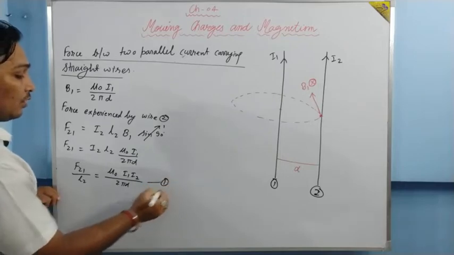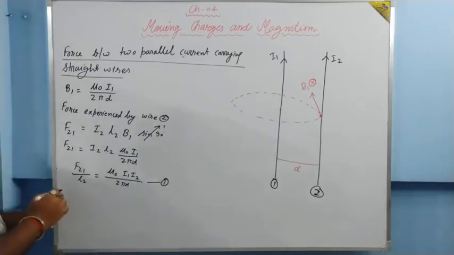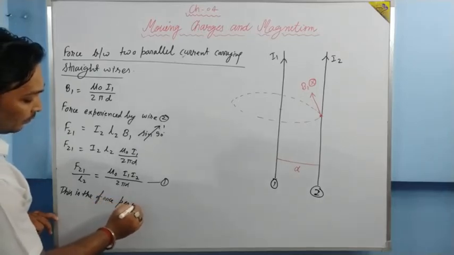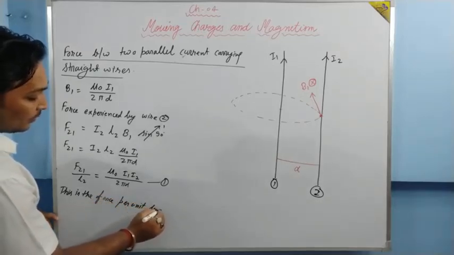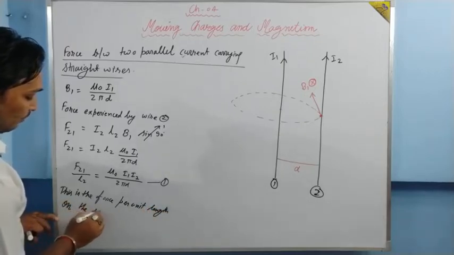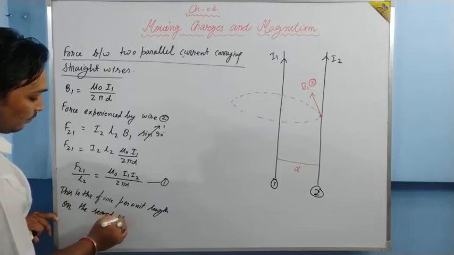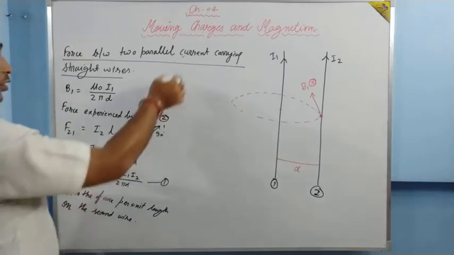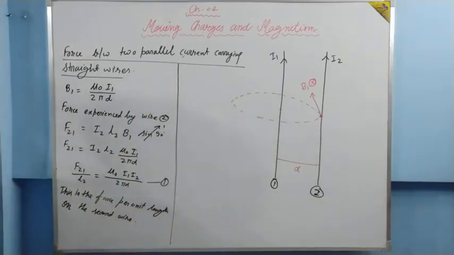Equation number 1. This expression tells this is the force per unit length on the second wire. Force per unit length on the second wire. Just say F21 upon L2, force upon length. That is force per unit length. Same goes with I1 also.